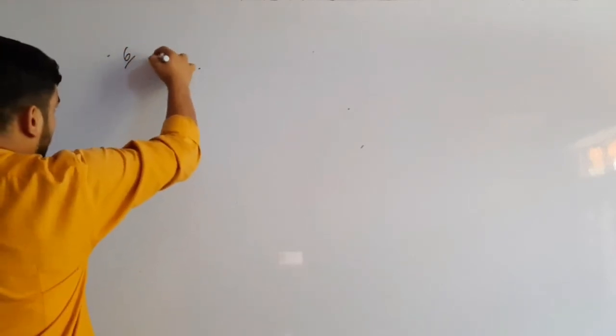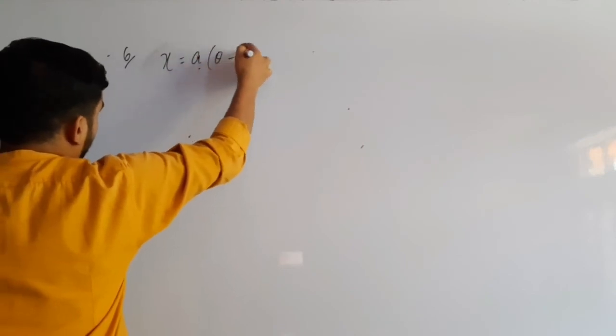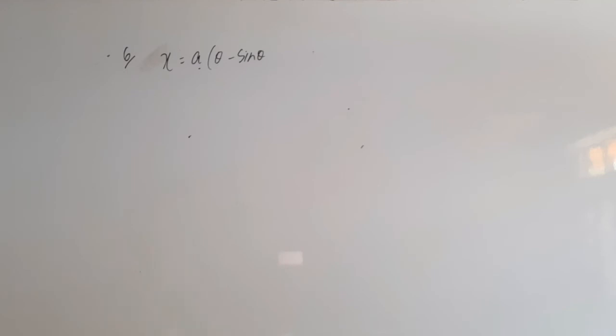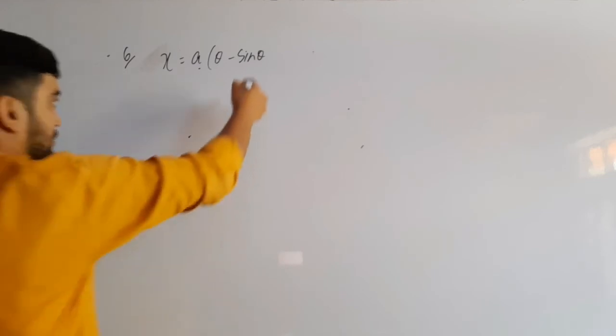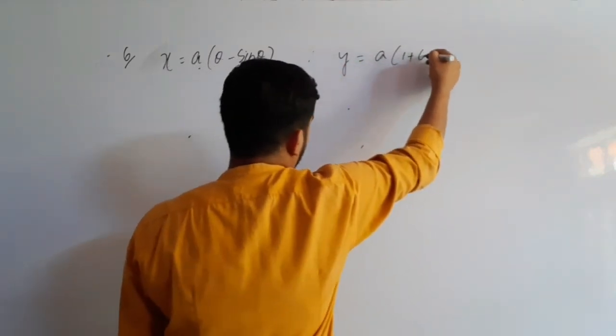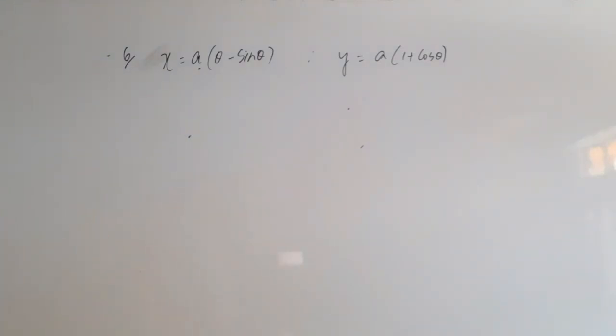Question number 6. x equals a (theta minus sin theta), and y equals a (1 plus cos theta). These are x and y in terms of theta. X is a function of theta and y is also a function of theta.